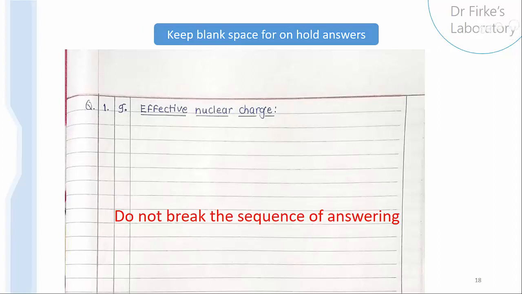If you are not sure about your answer, then leave some space for it and keep it aside for a later try. Here, do not disturb the sequence of answering. Otherwise, this creates a lot of chaos while examining these answers.